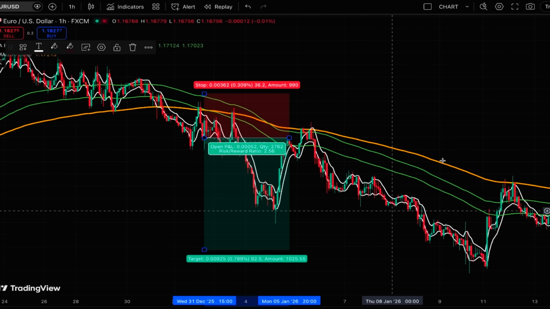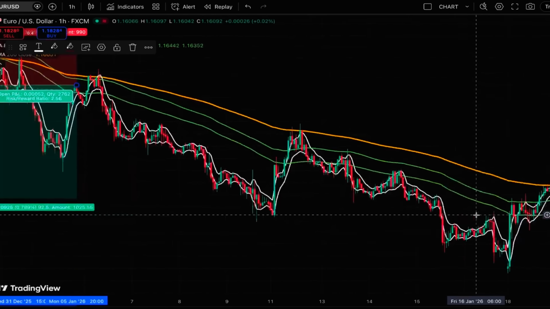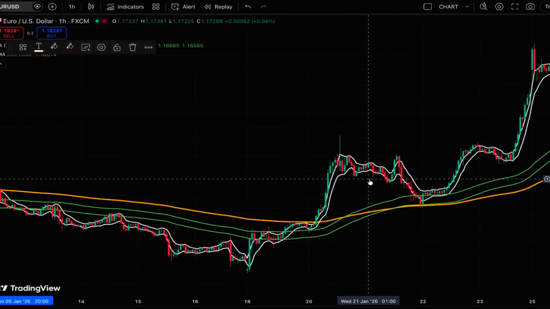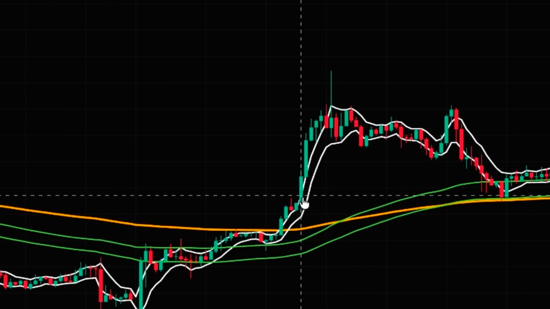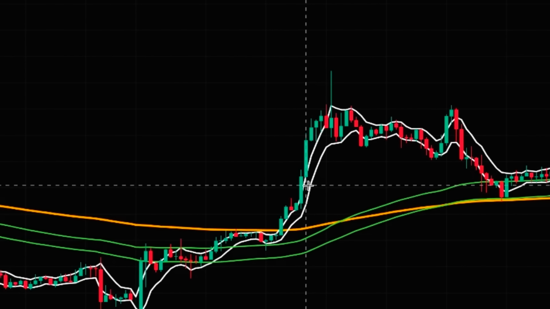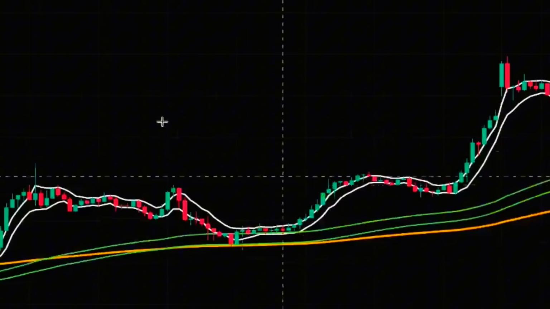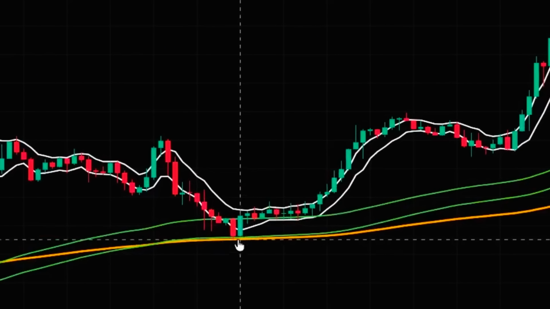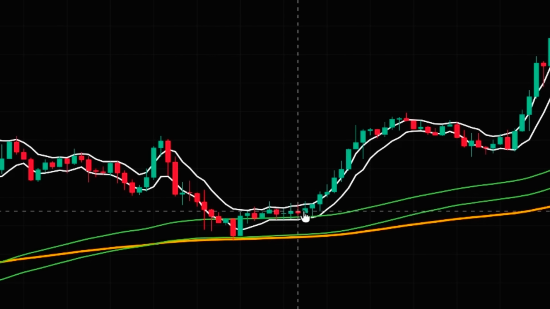As you can see, following the downtrend, here you can see that we got a crossing of the price above the orange line, and after that you can see that the white channel is also completely above the orange line, and here we got a pullback of the price to the green channel, and now we want to wait for a signal that shows the end of the pullback.